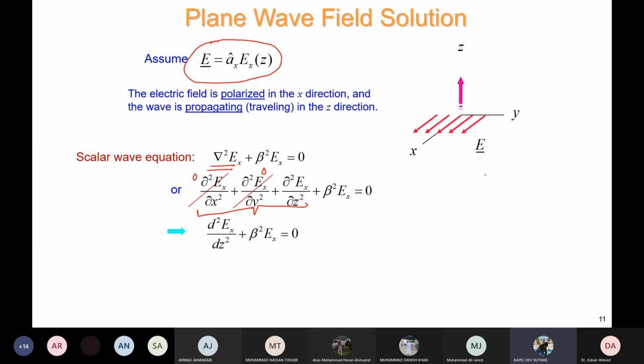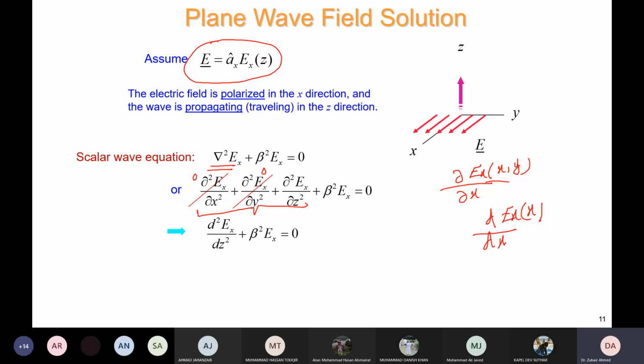When a function has more than one variable and we have to differentiate with respect to only one variable, we use the partial derivative. Let's say, for the sake of argument, the electric field is a function of two variables, and we are taking the derivative with respect to one variable, say x, then we use the partial derivative. On the other hand, if the electric field is a function of only a single variable, then we don't use the partial derivative, we simply use the ordinary derivative.